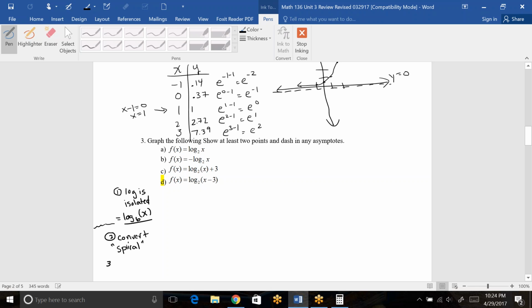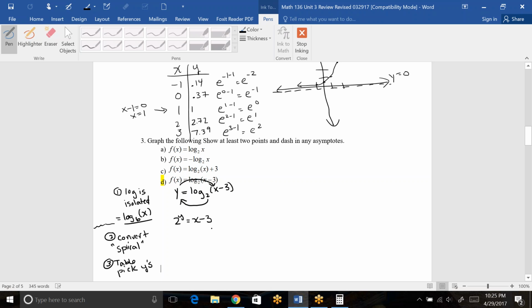After you do that, you're going to do a table and pick the y's. We're going to do it in the opposite direction. So for this one right here, I'm going to write this as y equals log base 2 of x minus 3. Notice that this log is isolated. There's nothing plus or minus at the end after the parentheses end, and there's nothing times it in front. So as long as there's nothing after the log or right before it, you can go ahead and do the spiral. So 2 to the y equals x minus 3.